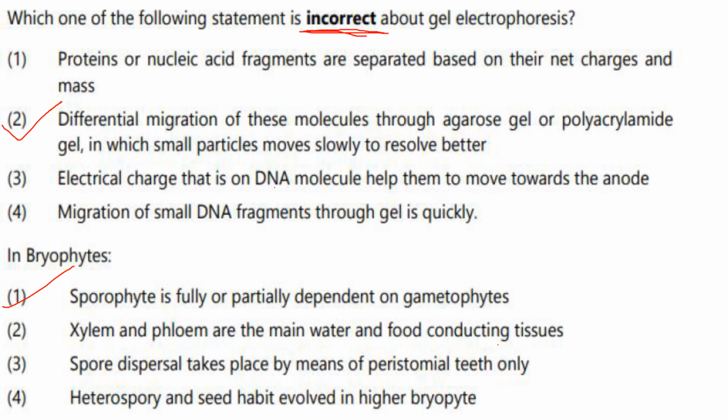Which of the following statements is incorrect about gel electrophoresis? So it can be gel electrophoresis, they have given a general term. It can be either protein or DNA. So first one. Proteins or nucleic acid fragments are separated based on their net charge and mass. That's correct.